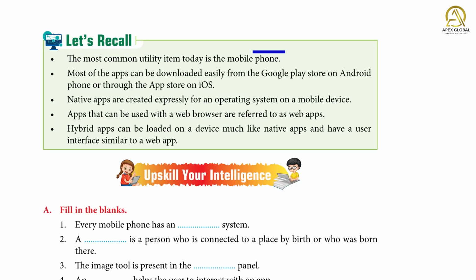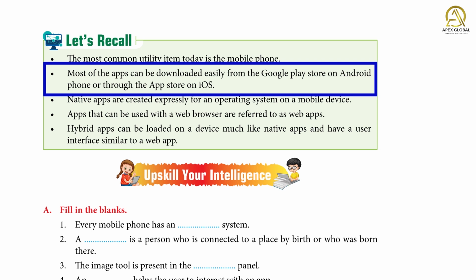Let's recall. The most common utility item today is the mobile phone. Most of the apps can be downloaded easily from the Google Play Store on Android phones or through the App Store on iOS.